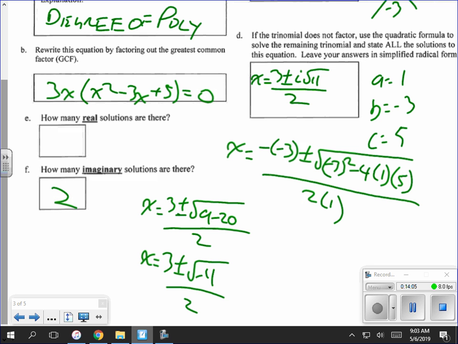So if I have 2 imaginary, and I have to have 3 total, how many do I have to have that are real? 1. Go by the imaginary. If you have imaginary solutions, put it in here. Whatever's left over goes there. Okay.